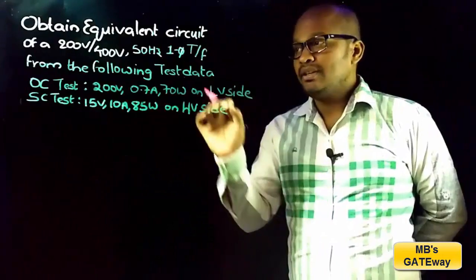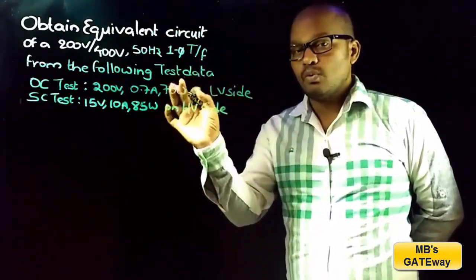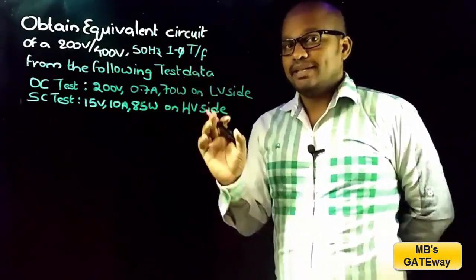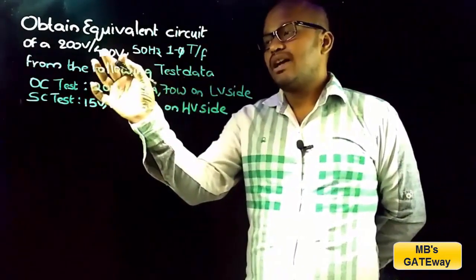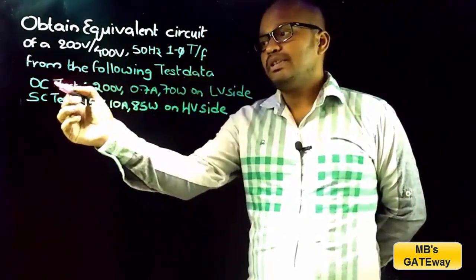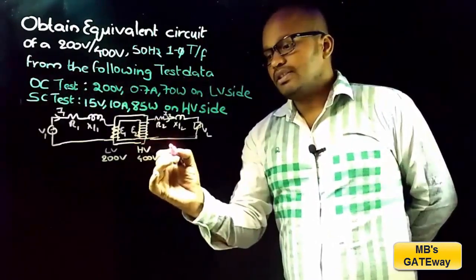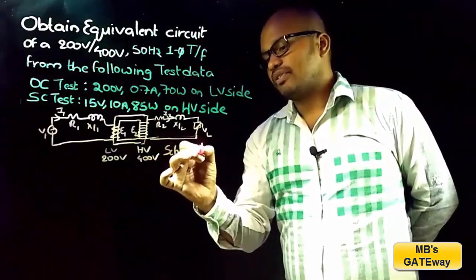And now finally, this numerical example will clear the most common doubt on OC test and short circuit test. In this numerical example, it is asked to find the electrical equivalent circuit of the transformer by using the open circuit test data and short circuit test data. This is the schematic diagram of the transformer.